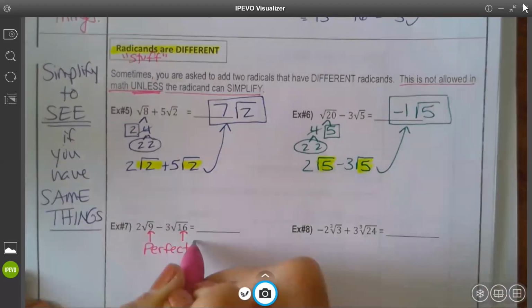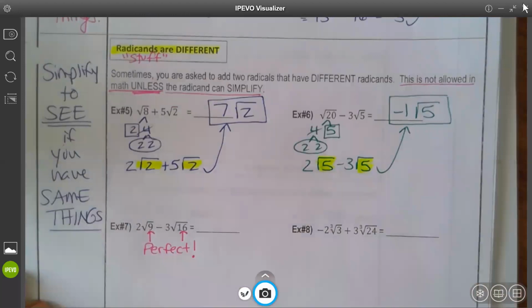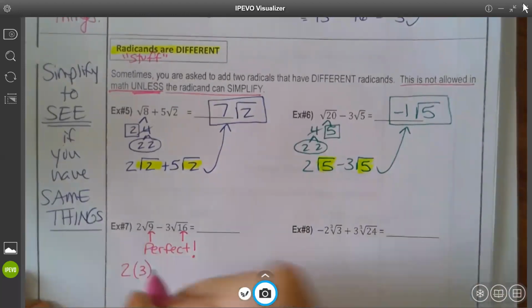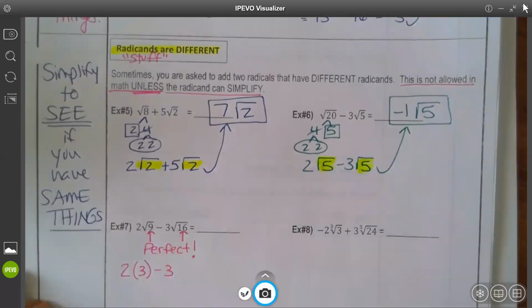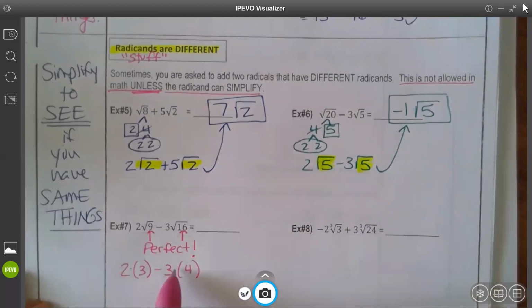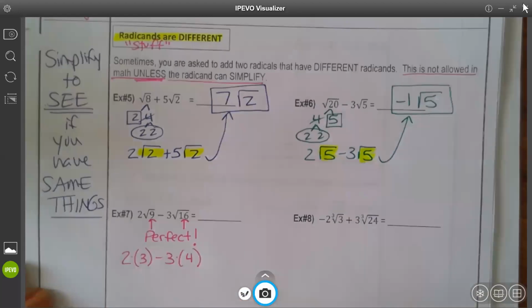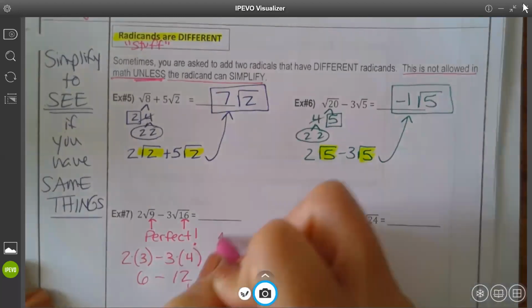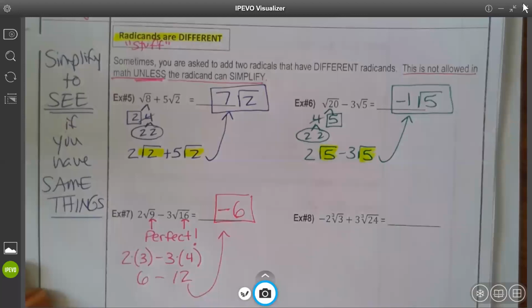They are perfect squares. Guys, what is the square root of 9? That's just 3. And what is the square root of 16? That's just 4. So 2 times, that means that there's multiplication there. 3 times, there's multiplication there. So 2 times 3 is 6. And then 3 times 4 is 12. So now we're looking at 6 minus 12, which is -6.